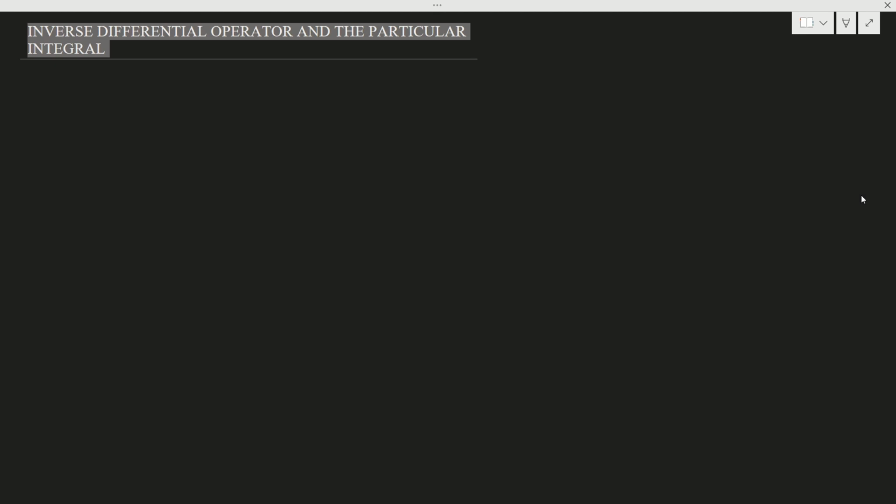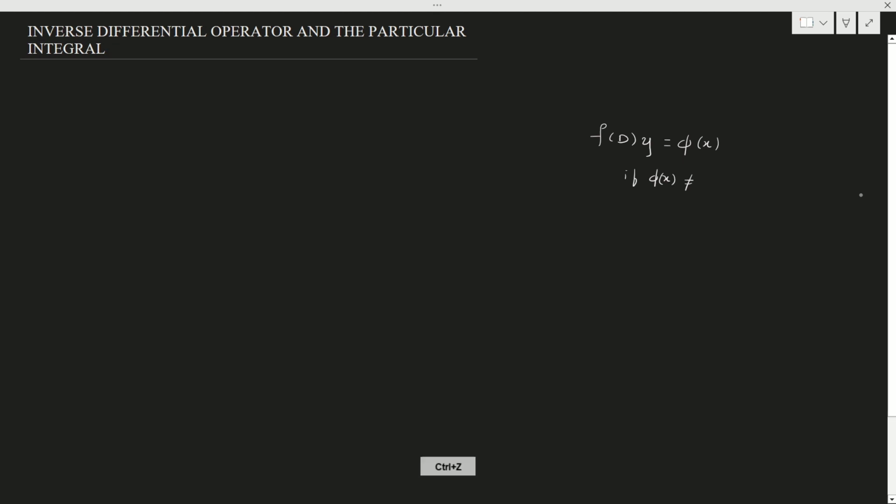Why do we need these two? To solve non-homogeneous differential equations. Non-homogeneous differential equations mean what? If you have f(D) y equal to some phi of x, then what is the form? f(D) y equals phi of x is a differential equation. If phi of x is not equal to 0, then we call it a non-homogeneous differential equation.